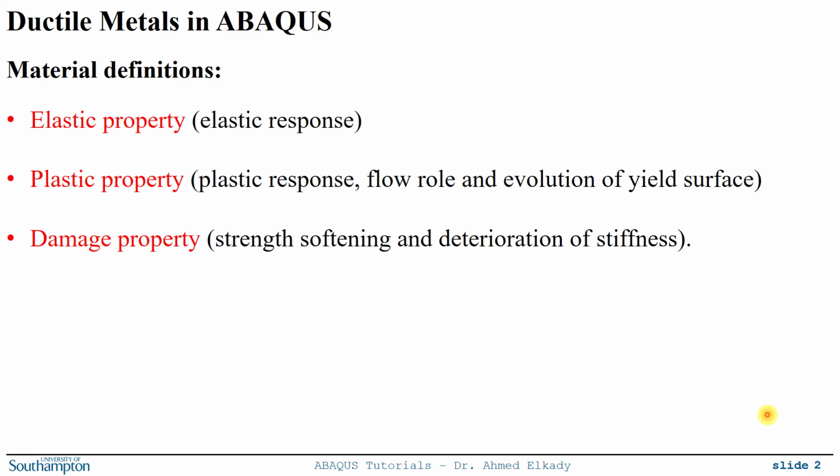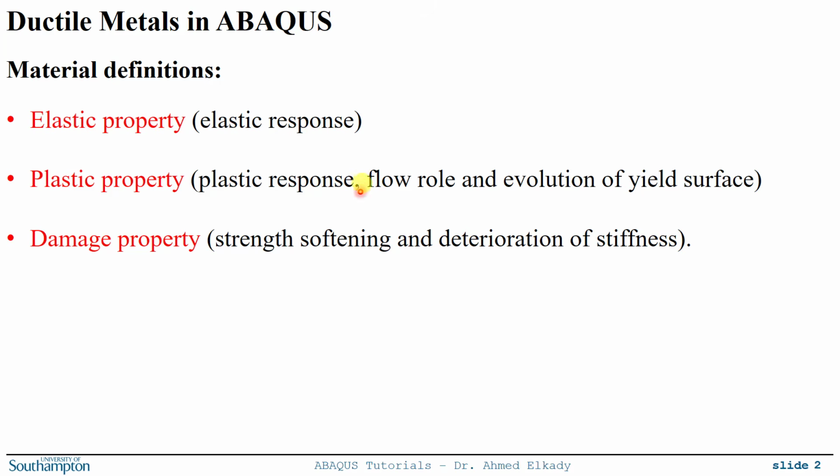So let's start first with the basic definitions of ductile metals in ABAQUS. We have three basic definitions. We have the elastic property, which is the elastic response, again similar to any other material that you define in ABAQUS. And then you have the plastic property, where you are going to define the plastic response of your material under compression or tension. Of course, this doesn't matter here when you are doing metals. Pretty much the behavior is the same under both types of stresses, compression and tension, unlike concrete.